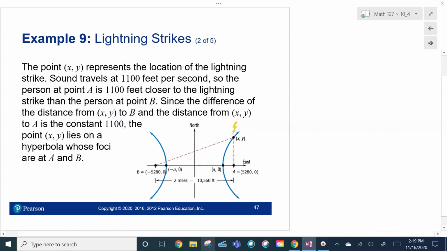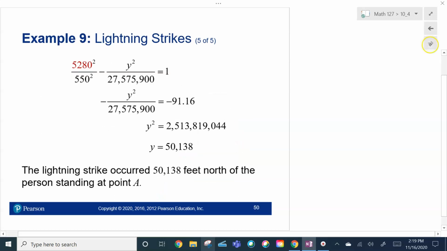Okay, here's a little better picture of that. Obviously, my drawings are not the greatest in the world. There's a little work for that.